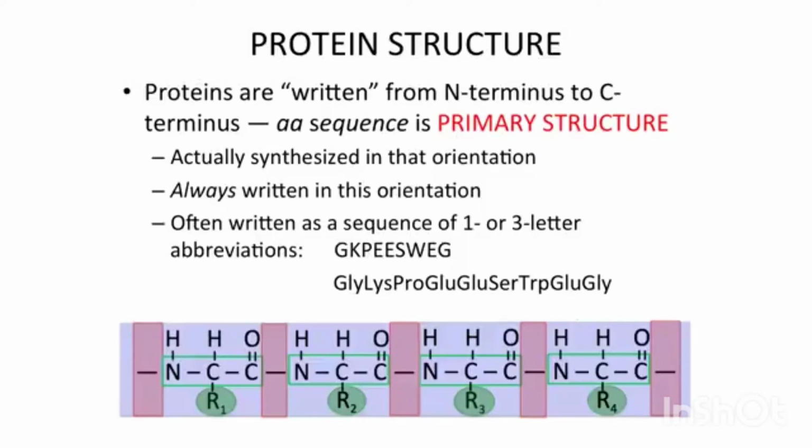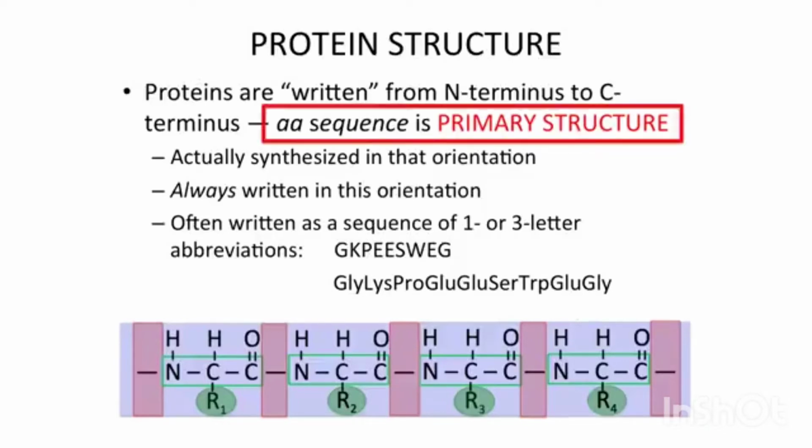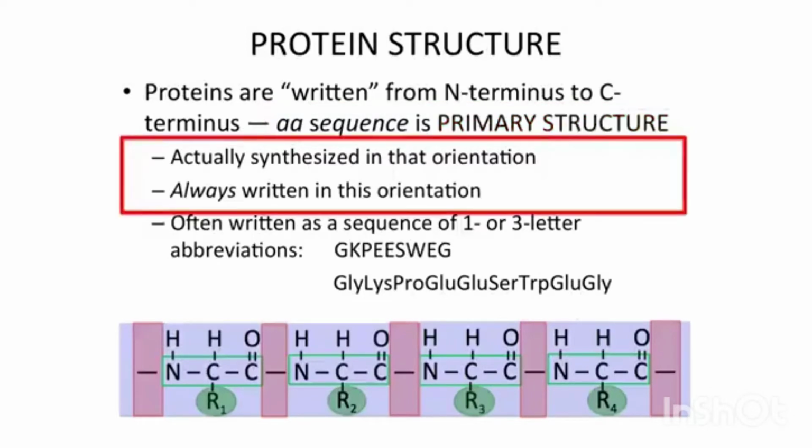Proteins are written from the N-terminus to the C-terminus, and the amino acid sequence is called the primary structure of the protein. It is the primary piece. What is the order in which these amino acids are linked? And that N to C terminus way of writing and thinking about proteins derives from the fact that they're actually synthesized amino to carboxyl. And they are always written in this orientation. They're synthesized in this orientation, and they're written in this orientation.